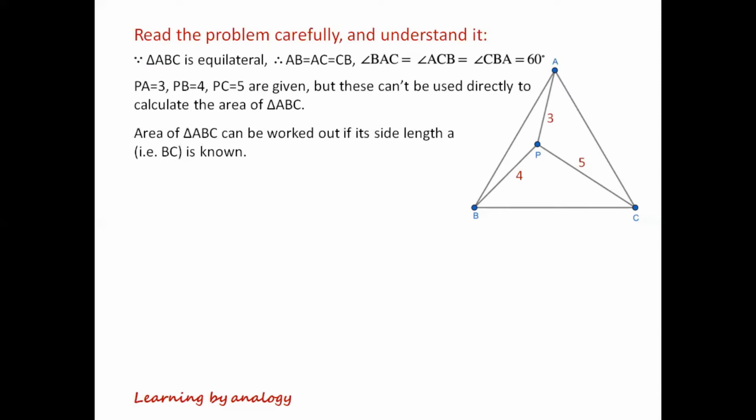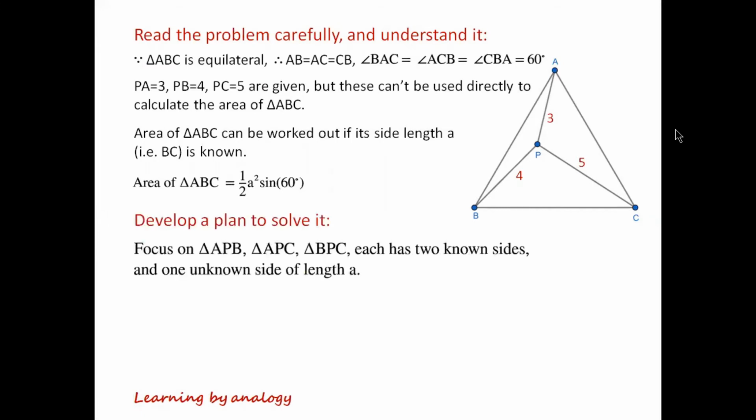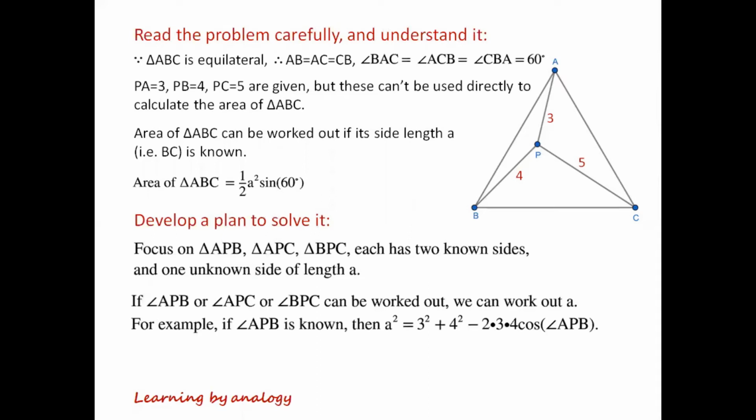The area of triangle ABC can be worked out if its side length, a, is known. Area of triangle ABC equals a half a squared sine 60 degrees. Focus on triangle APB, triangle APC, triangle BPC. Each has 2 known sides and 1 unknown side of length a. If angle APB or angle APC or angle BPC can be worked out, we can then work out a.